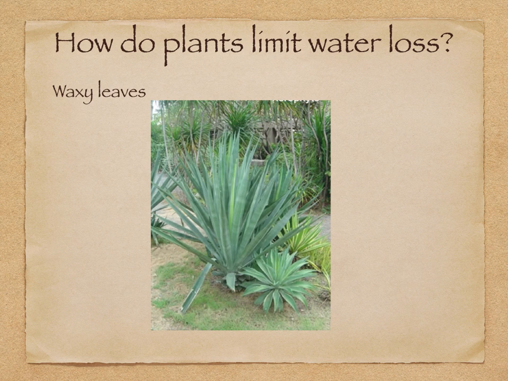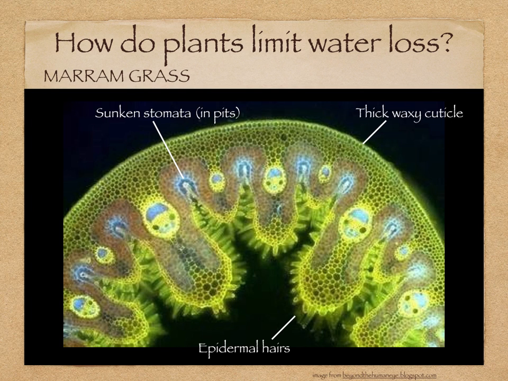So here you can see these leaves have a very thick cuticle, preventing evaporation from the epidermis. Okay, you can't really see it, but these leaves do have a thick cuticle. This picture's of marram grass. Have a look how the leaf has curled in on itself, and it's got epidermal hairs, a thick waxy cuticle, and the stomata are sunken, so you find them in pits.